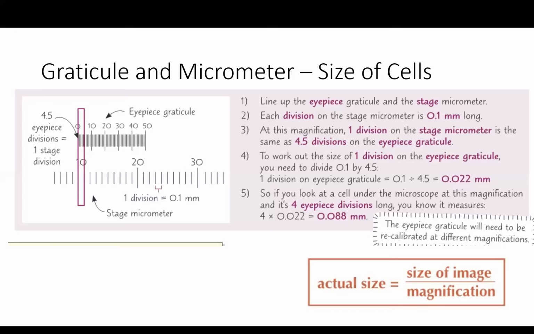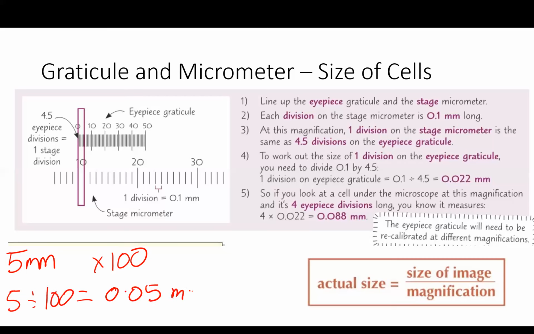if you're given an image of cells under a microscope in the exam, you can calculate their actual size using this formula. You'll know this formula well from GCSE. Actual size equals the size of the image divided by magnification. So for example, if you were given an image of a cell that measures 5 millimeters and the magnification was times 100, then the actual size of the cell would be 5 divided by 100, so our actual size would be 0.05 millimeters.